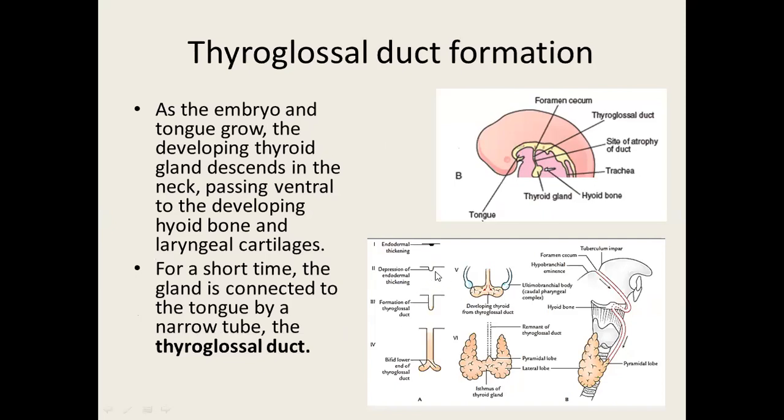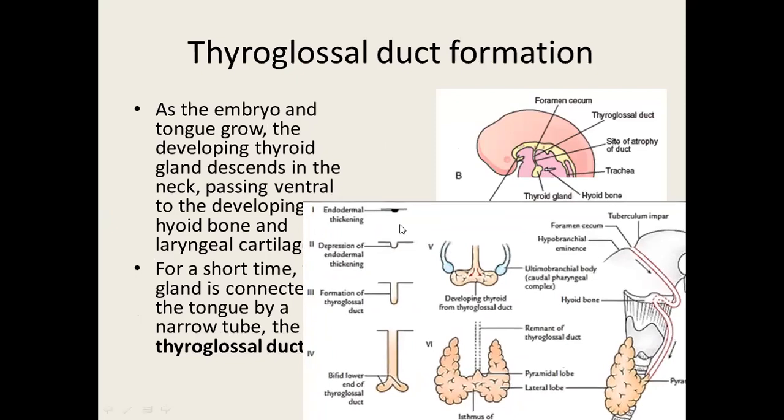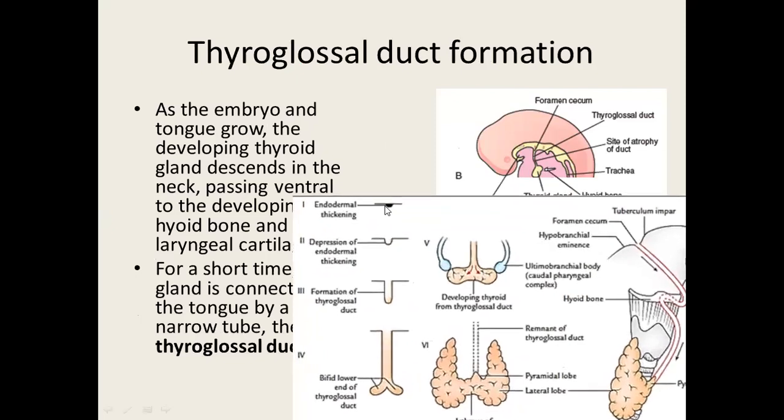Now you can have a better look. This one is the endodermal thickening. Then there is first a depression of this endodermal thickening. Then by the proliferation of the cells, it will assume a duct-like appearance. So it will form a thyroglossal duct.